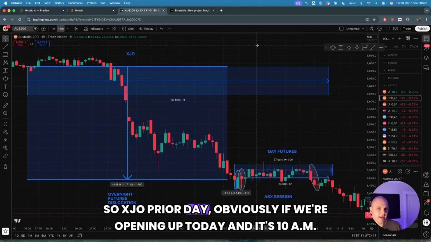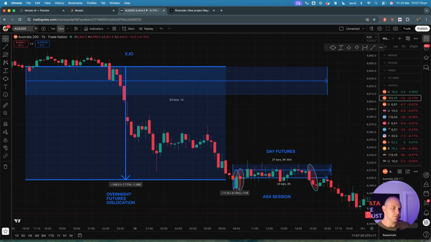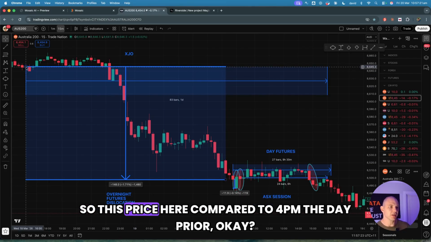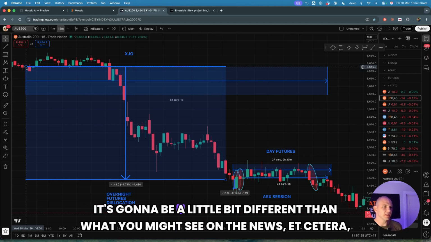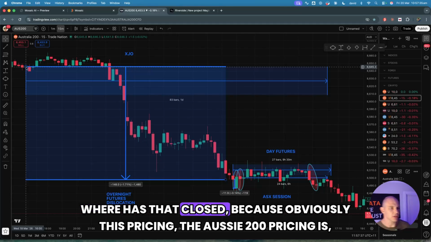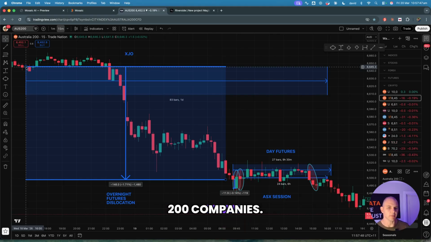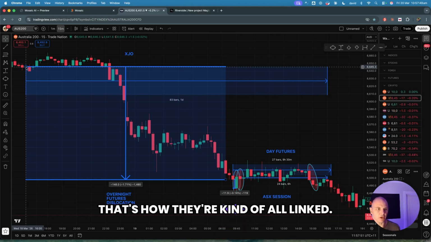So XJO prior day, obviously if we're opening up today and it's 10 a.m. in the morning, that's telling you what the XJO closed at the prior day. Okay, so this price here compared to 4 p.m. the day prior. Okay, it is a proxy. It's going to be a little bit different than what you might see on the news, etc. But it's literally just using 4 p.m. to 4 p.m. Okay, where has that closed? Because obviously the Aussie 200 pricing is a derivative of the SPI, which is a derivative of the XJO, those top 200 companies. So that's how they're all linked.